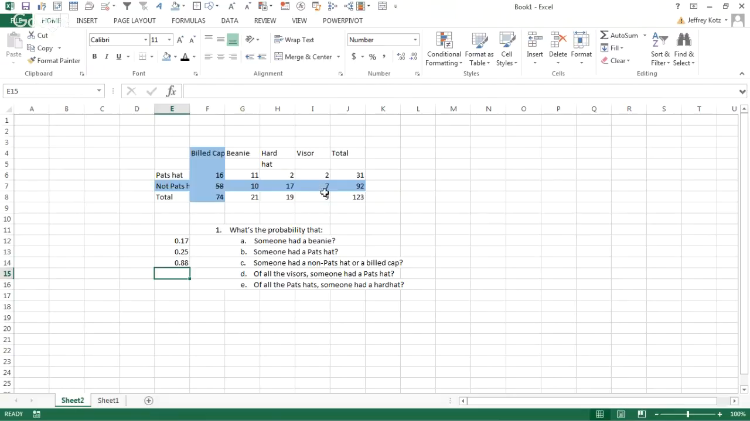Of all the visors, of which there are 9, someone had a Pat's hat. That equals 2 out of all the visors, 22%. Of all the Pat's hats, 31, someone had a hard hat. Pat's hat divided by hard hat. I should raise that to the -1, but I'm not going to. Of all the Pat's hats, which is base 31, a hard hat is 2. Out of 31, 10. Here are your answers to question 1.